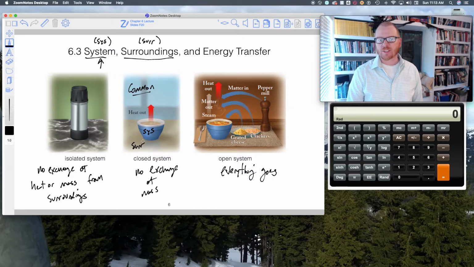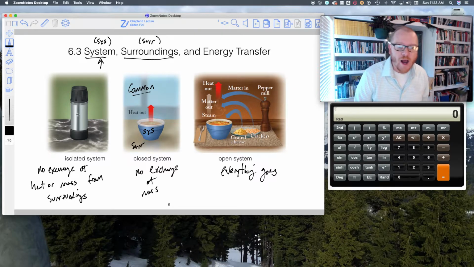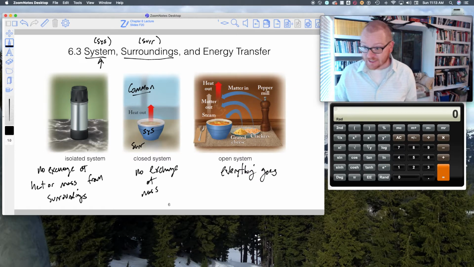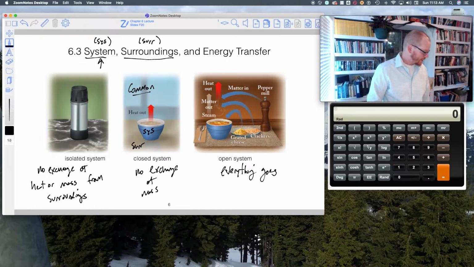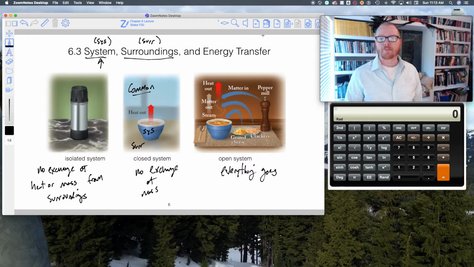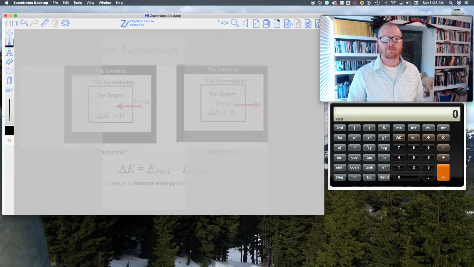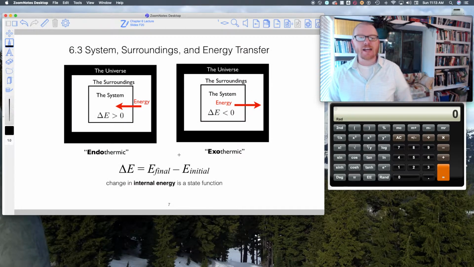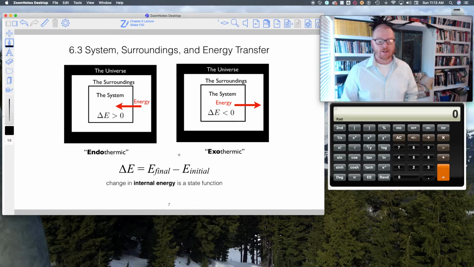So the most common in chemistry is the closed system. But even so, as we discuss experiments called calorimetry, we try our best to make an isolated system in a calorimetry experiment. Okay, and I'll talk more about what calorimetry is in a later lecture. So moving on. So this is kind of a summary of everything that I've said.